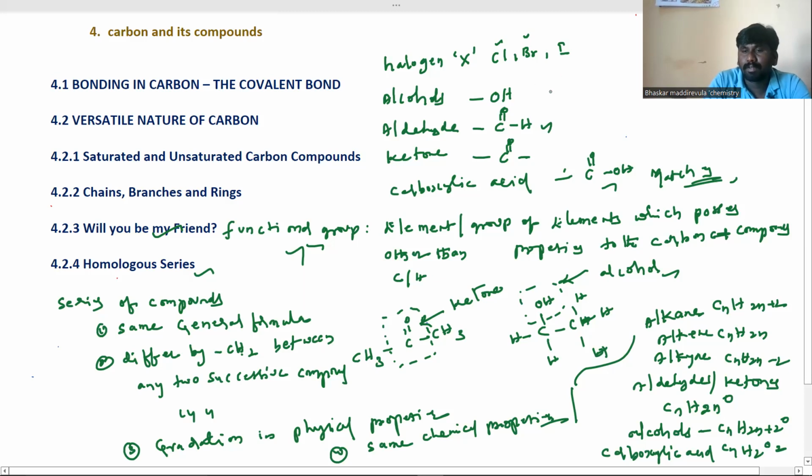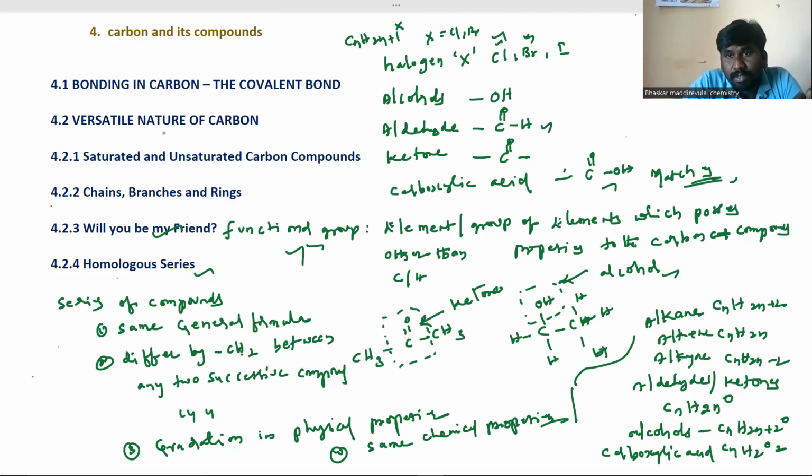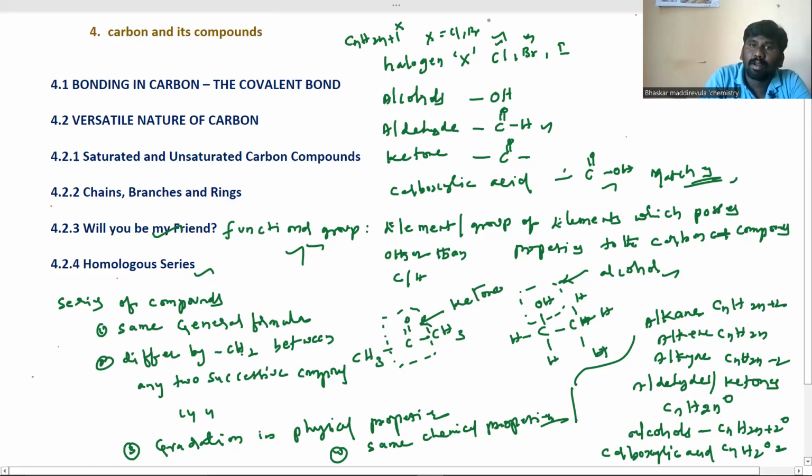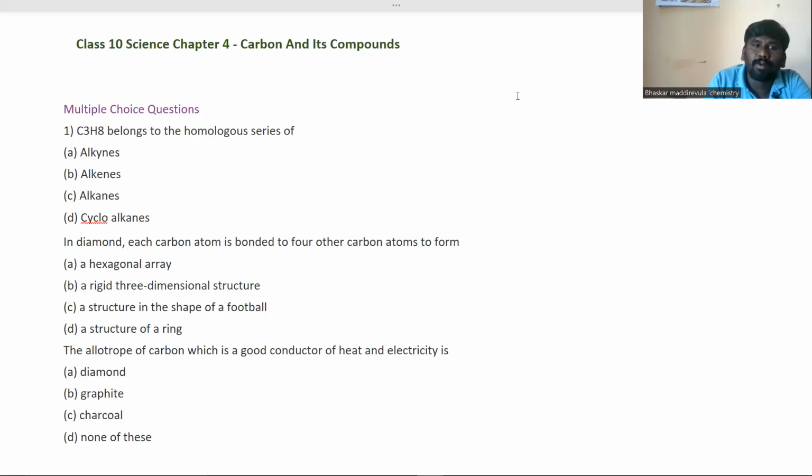Next, the same way for halogens, the general formula is CnH2n+1X, where X may be fluorine or bromine. So be careful, we'll see some questions here. You have to remember these points from this topic. Now we'll see some of the questions.